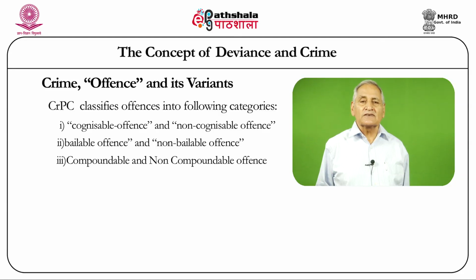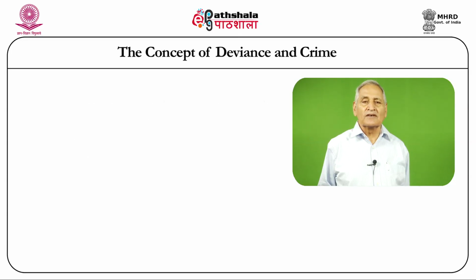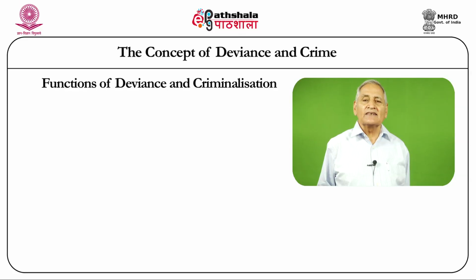Therefore, the scheme of law is that first you understand crime, and then you understand offenses in terms of the provisions of the Penal Code and the Code of Criminal Procedure. Functions of deviance and criminalization.